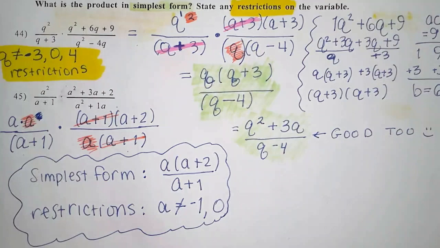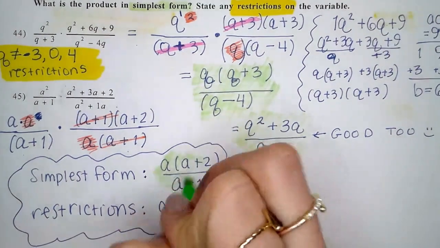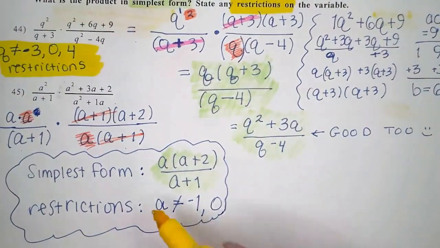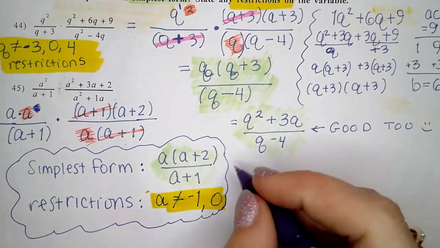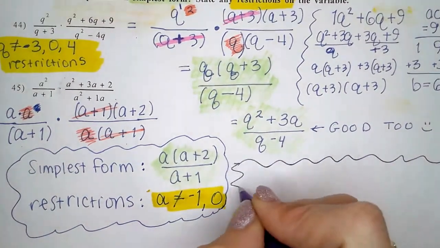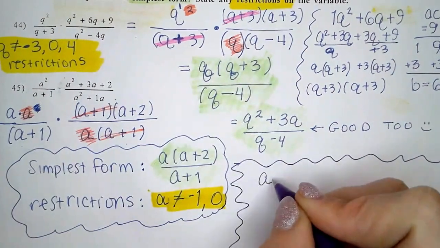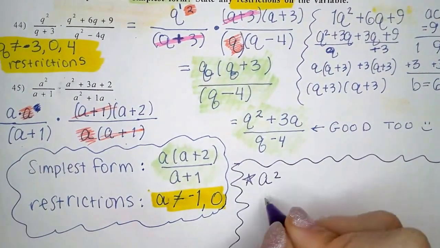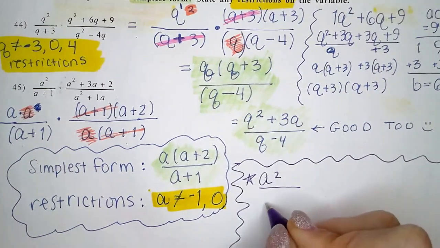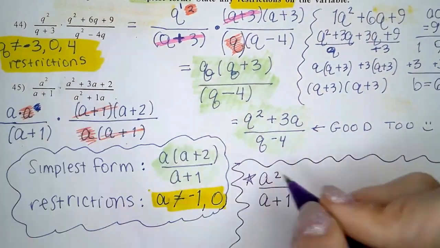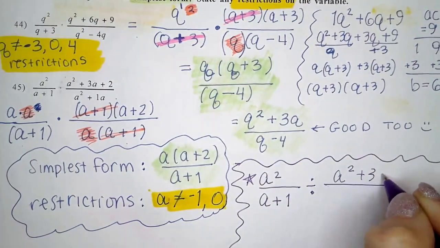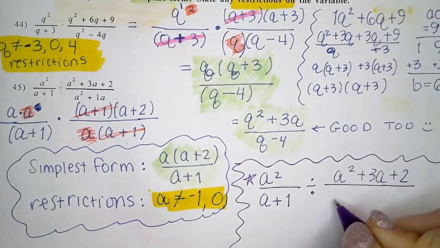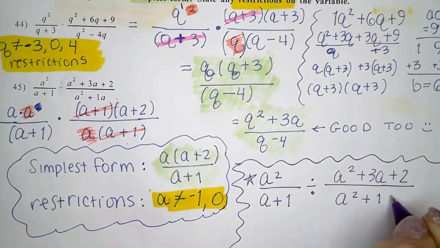So I do owe you one division example. Oh, I didn't color coordinate that part. That's simplest, and those are restrictions. So the bonus example, I know some people have one written in their packet for other classes. I don't have that one handy at the moment, so I'm just going to make this up, flip it. So what if the original problem instead was a squared over a plus 1? So it's just like that one. And if it said divided by a to the second plus 3a plus 2 over a squared plus 1a.